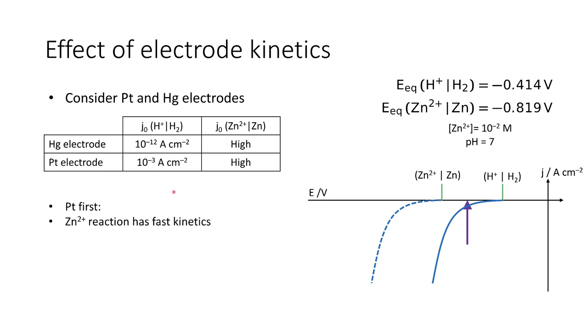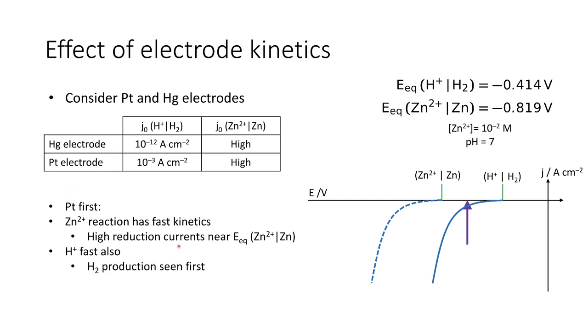So the zinc reaction has fast kinetics, it has that high exchange current density, so we expect to see fast kinetics going on. So we would see high reduction currents near the zinc equilibrium potential. The hydrogen is also relatively fast. We might need a slightly higher overpotential, but we can still drive a current through the cell and see hydrogen production. So as we sweep our potential from zero down through the hydrogen potential, we start to see hydrogen production at the expected voltage. This is an expected result and something that shouldn't worry us too much.